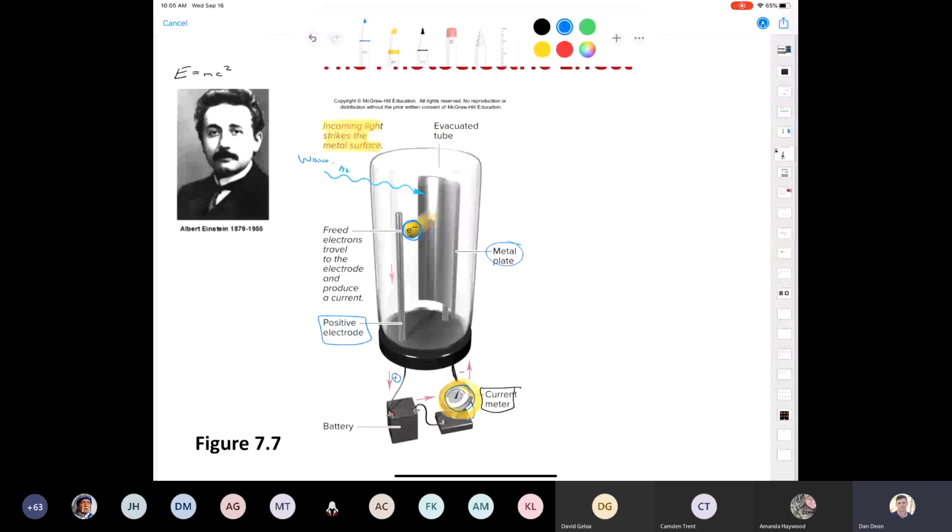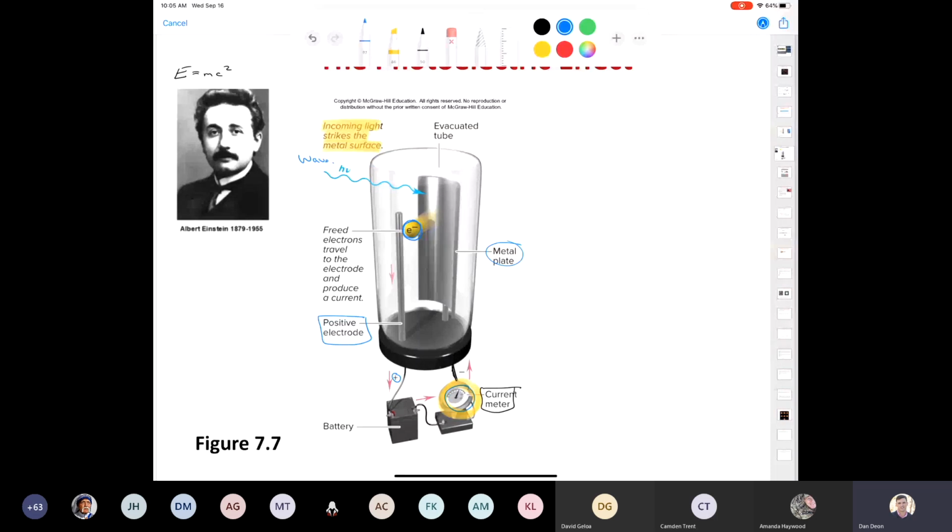So this is what he won the Nobel Prize for, okay? And the explanation for this, how he explained this, is that light is actually made up of tiny little bundles of energy called photons. And so he said, well, not only does light have a wave nature, it also has a particle nature. Now that might just be like, what? How could that be? How could light also be a particle?